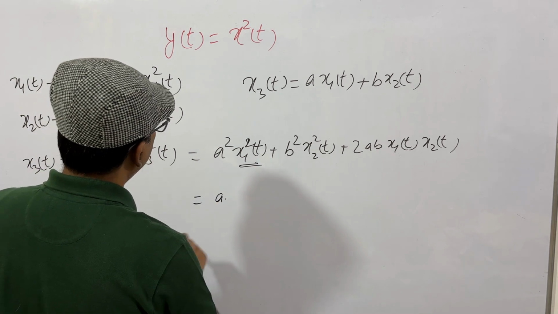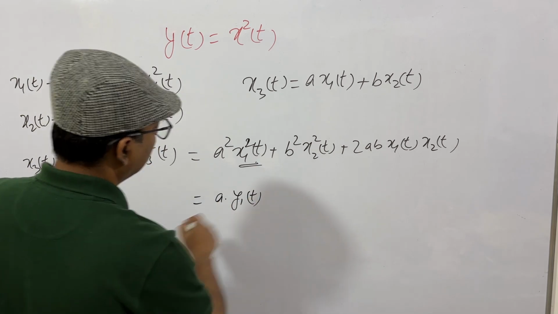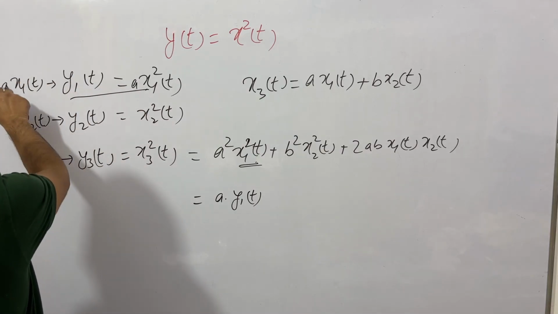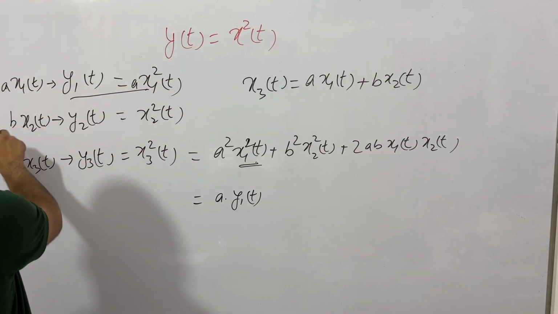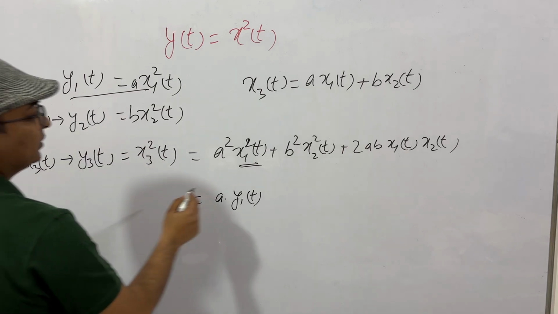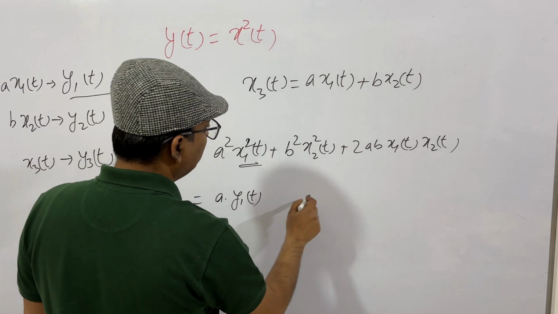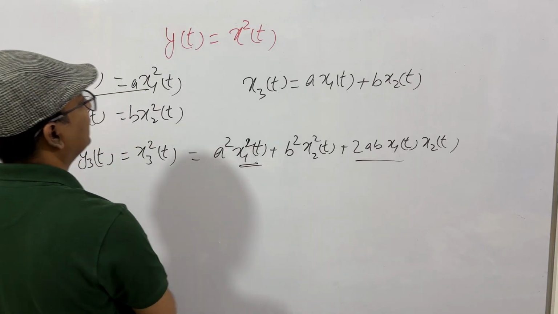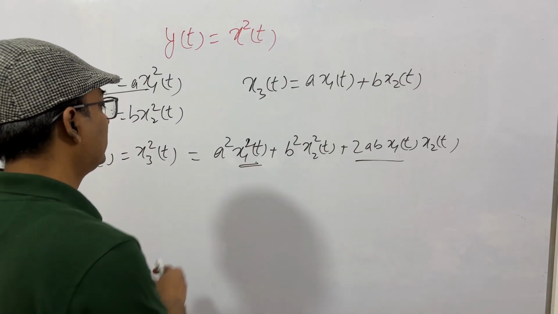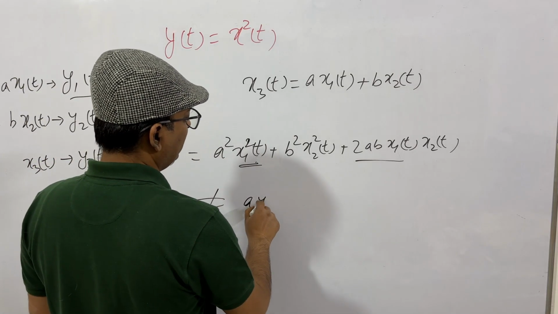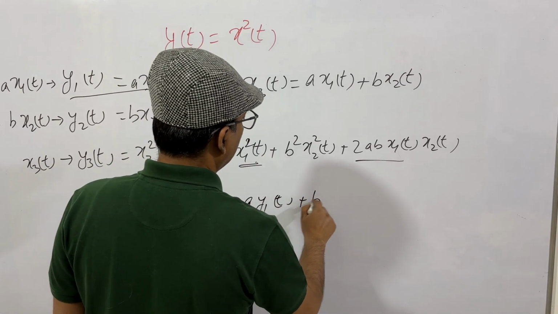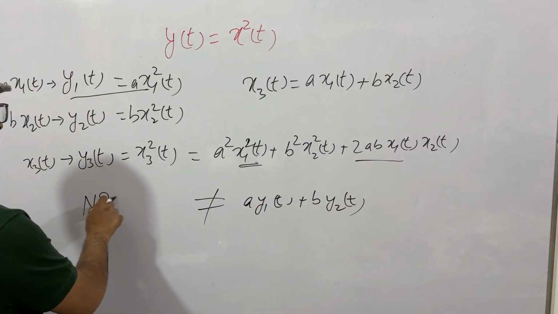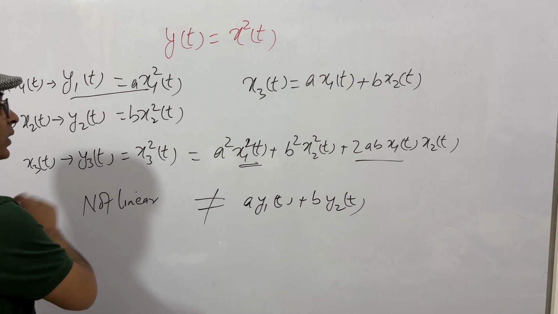This is a into y1(t), because if this was a x1, this would have been a x1 square (t). If this were b x2(t), this was b x2 square (t). So this is a y1(t) plus b y2(t) plus this. So this is not same as we want. This is not equal to a y1(t) plus b y2(t). Therefore, the system is not linear. Okay.